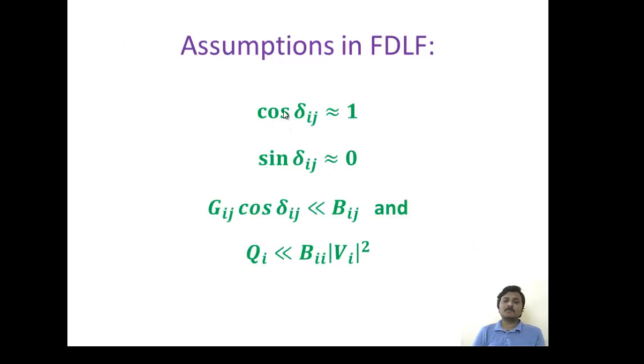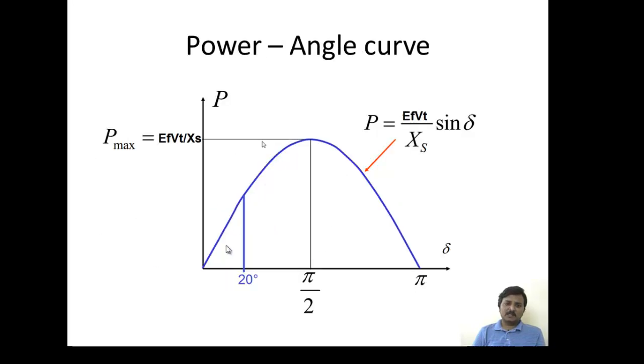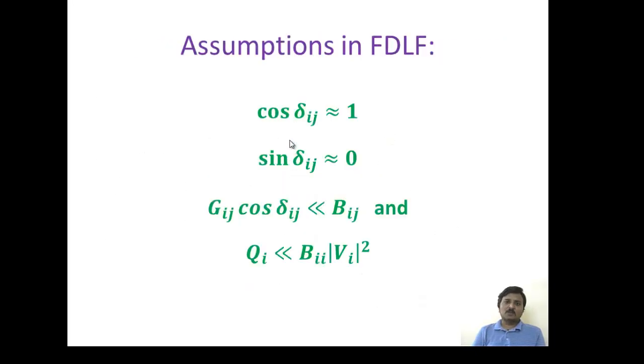The first assumption is that, in a practical power system, the operating delta angle is a very low value. We can observe from the power angle curve that delta operates at lesser values. We cannot go near pi by 2 because of the stability condition, where we would reach a critical stable condition. So we assume delta is a very low value.